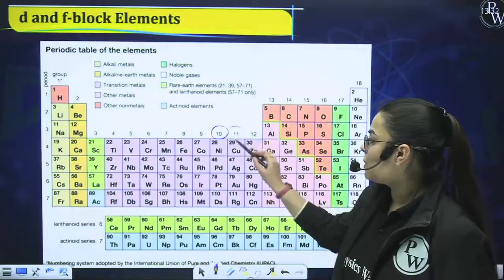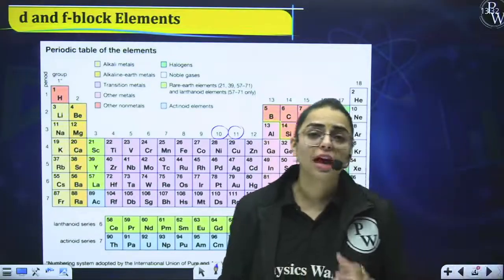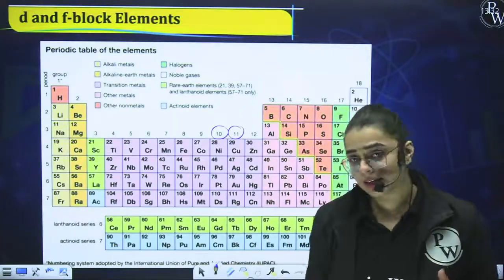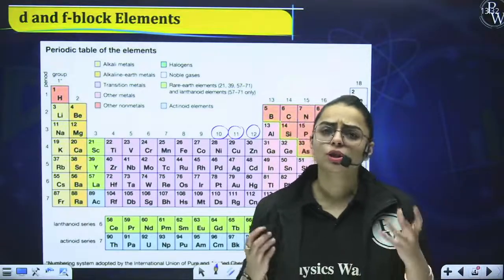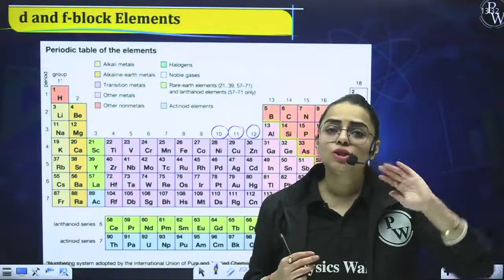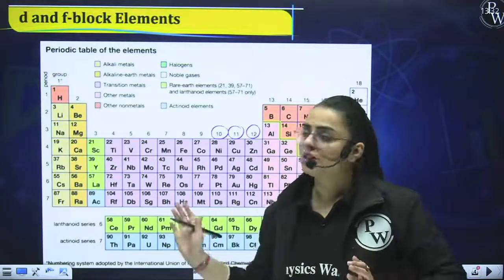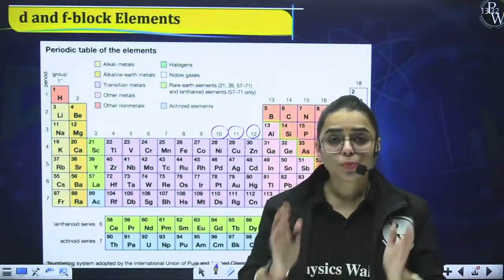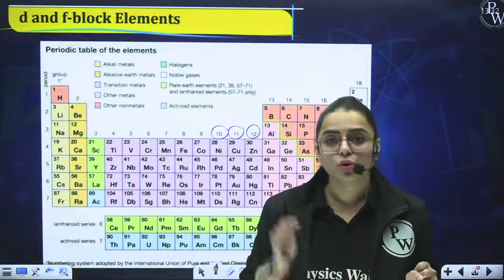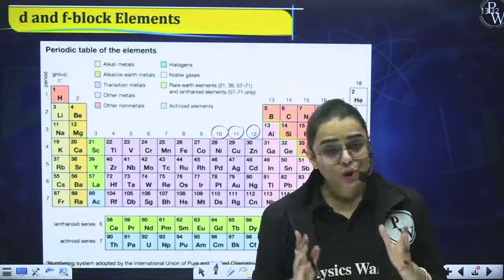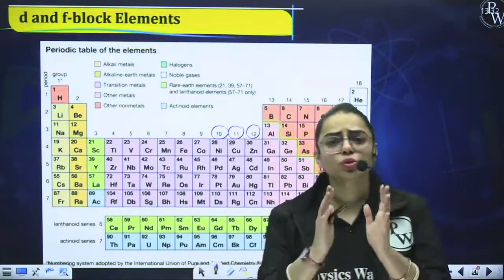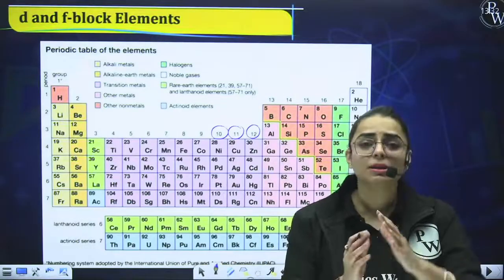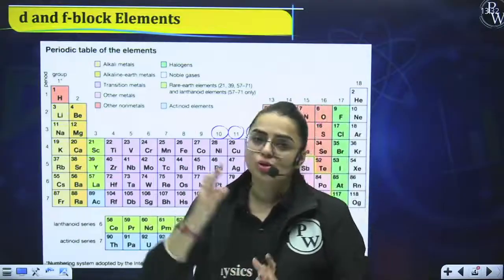If I talk about group number 11, they are used as coinage metals. Do you remember? Great. If I talk about group number 12, which is really very important because in most of the properties with regard to the d block elements, group 12 will show a different scenario with respect to the other elements. So group number 12, they are referred to as pseudo transition elements. If you remember, in the previous lecture I told you the difference between transition elements and pseudo transition elements.